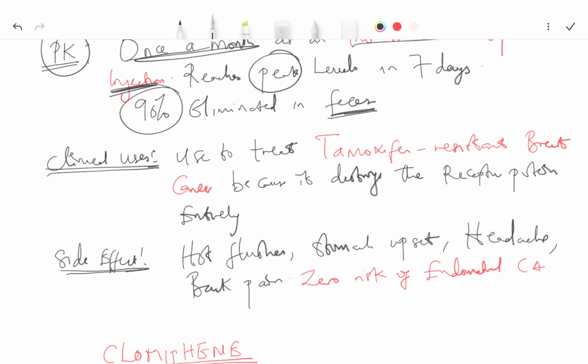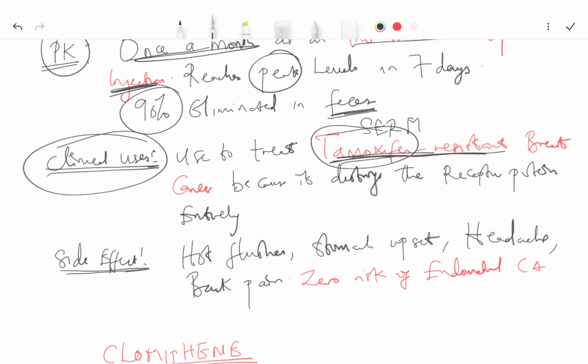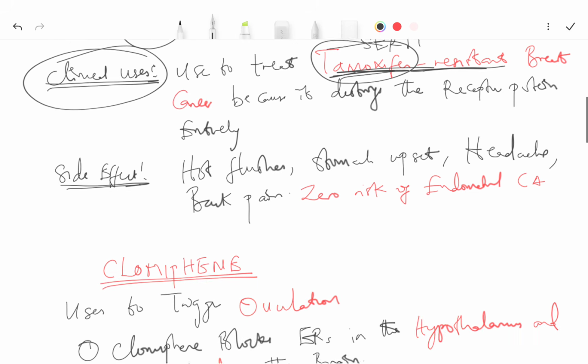Then what do we use it clinically for? It is used for tamoxifen-resistant breast cancer. Tamoxifen is a SERM, a selective estrogen receptor modulator. Fulvestrant causes complete blockage and degradation of the receptor. So in cases of tamoxifen resistance, where the patient is not responding to tamoxifen, you can give fulvestrant, because it will block the receptor and also destroy it. That is the clinical use of fulvestrant: tamoxifen-resistant breast cancer.